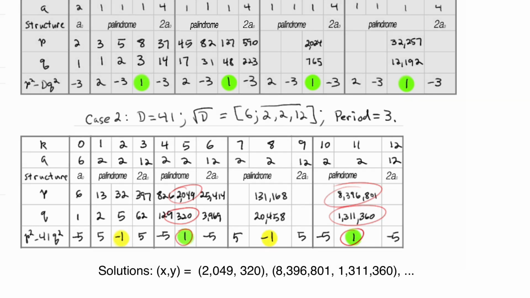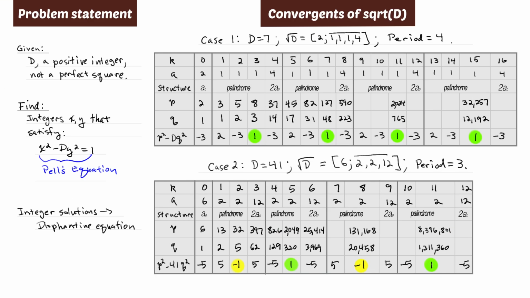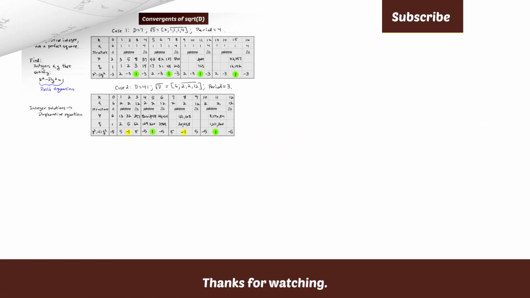Do you have a theory for how this works now? In part 2, we'll outline the process and work examples. In this video, we wrote our problem statement for Pell's equation and examined convergents for the square roots of some numbers that could be d. That's all for now.